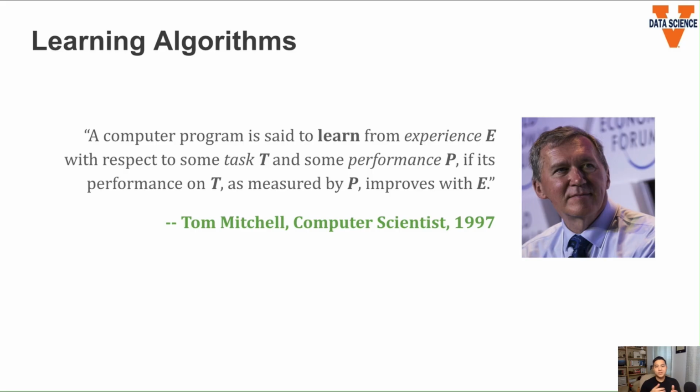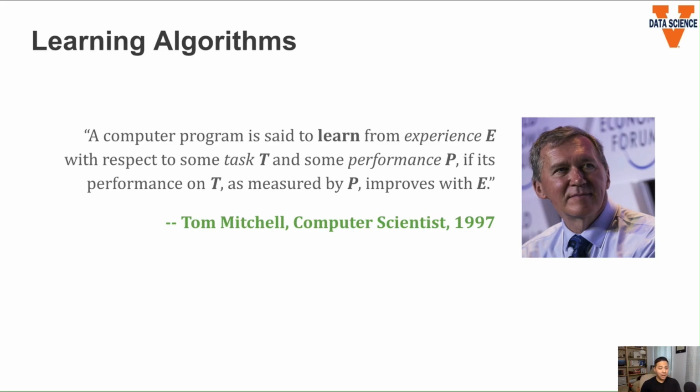So let's dive down a little bit into what defines a learning algorithm. I think the best definition probably comes from Tom Mitchell, who is a professor of computer science and also department chair of the machine learning department at Carnegie Mellon University. In 1997, he gave a good definition of a learning algorithm, which everyone is used to these days. He said that a computer program is said to learn from experience E with respect to some task T and some performance measure P, if its performance on T, as measured by P, improves with E.